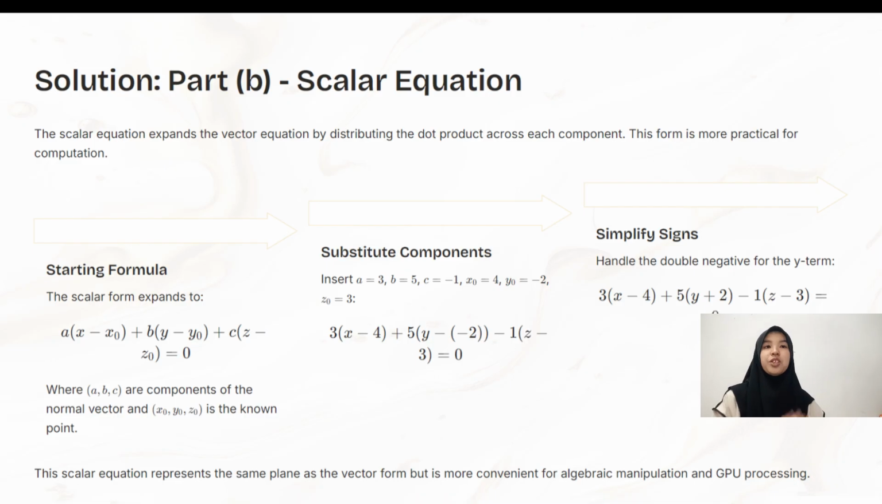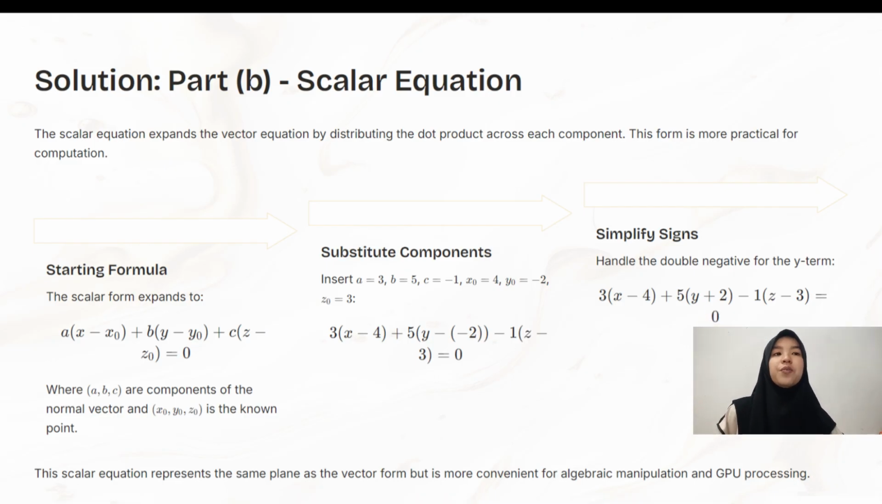Okay, next for the solution of part B, we transform into the scalar equation. The scalar equation expands the vector equation by distributing the dot product across each component. This form is more practical for computation. We're starting with the formula.